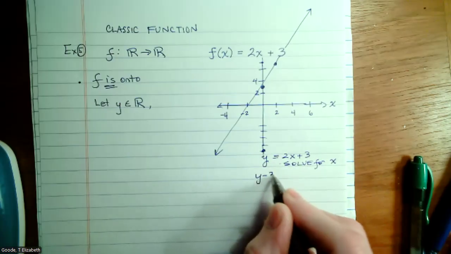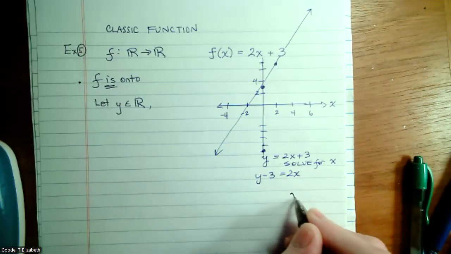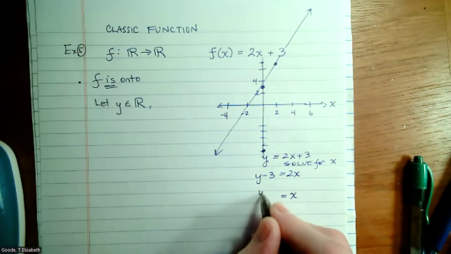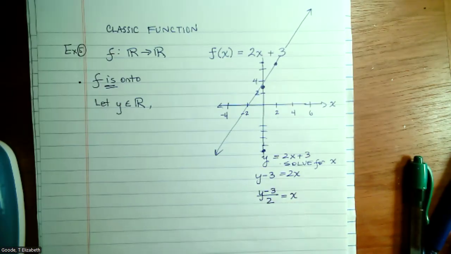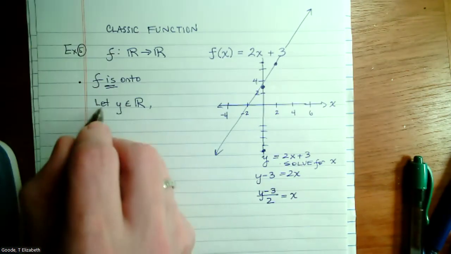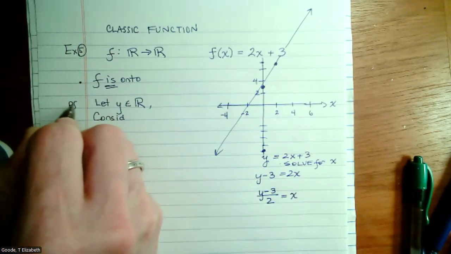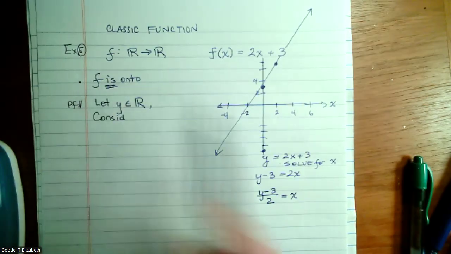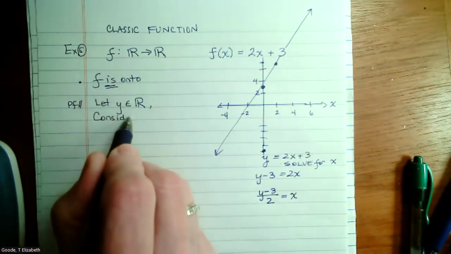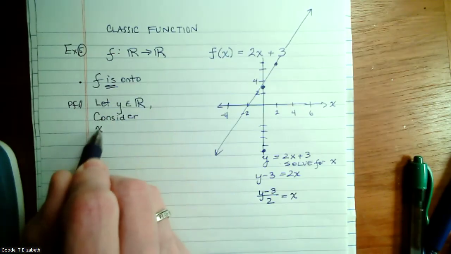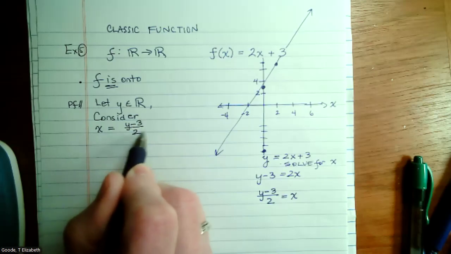So y minus 3 is 2x. Divide both sides by 2. The x that will hit y will be y minus 3 divided by 2. So over here we say, now here's our little proof that f is onto. Just pick y from the codomain, and then we cook up this x. Consider x equals y minus 3 over 2.